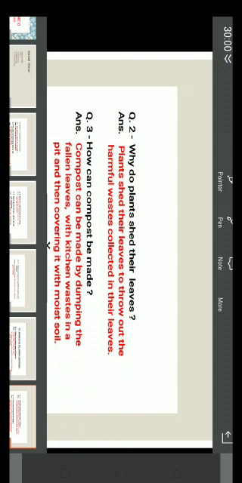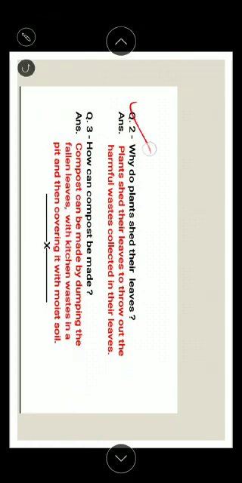Question number 2. Why do plants shed their leaves? So we have discussed that plants shed their leaves in autumn season, some of the plants, not all. Now you have to tell what is the reason. Why do they shed their leaves? Answer is plants shed their leaves to throw out harmful wastes collected in their leaves. So when the leaves get old, they collect wastes in them, and to get rid of these wastes, plants shed their leaves.